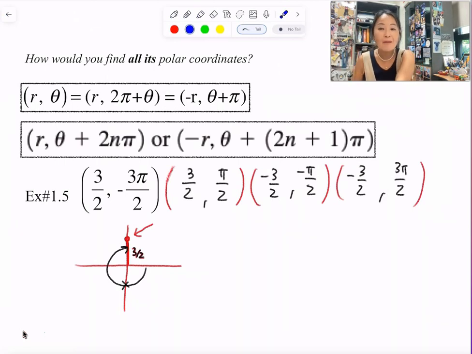Okay. All right. More exciting things ahead. Wait for it. Bye. Good luck. Polar coordinates are pretty easy and fun.